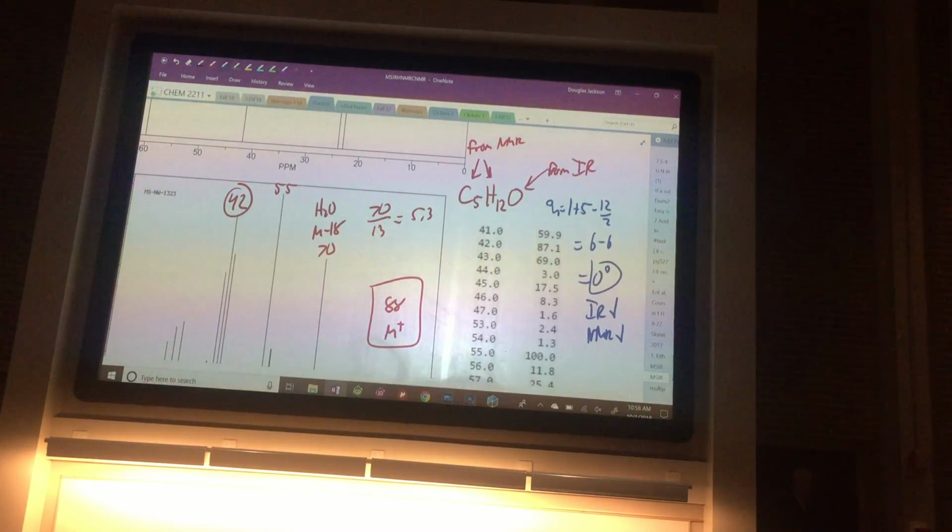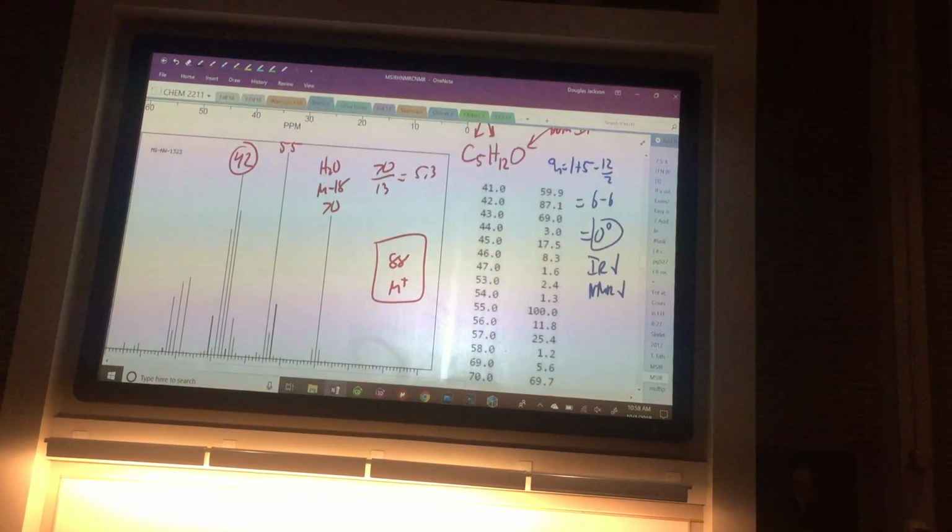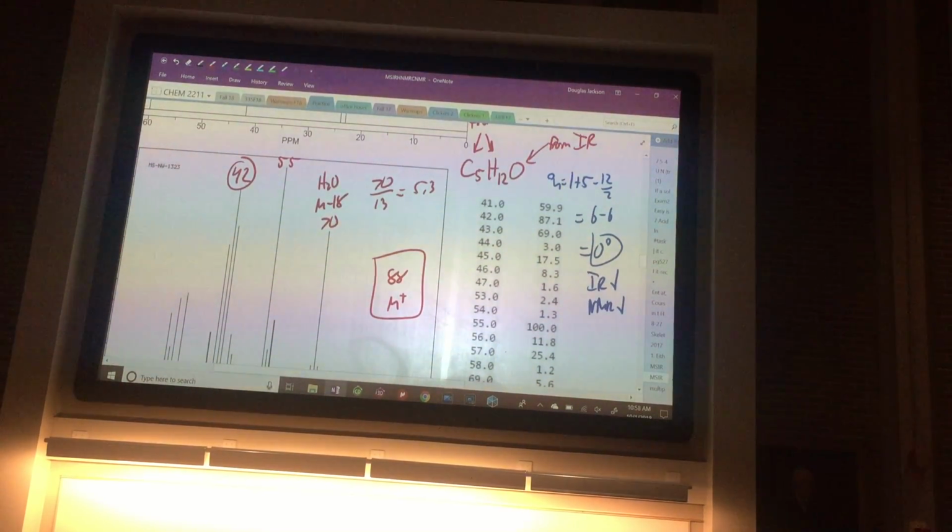I don't see any evidence of a double bond because of chemical shift, and I don't see any evidence in the IR of either of those things. So there should have been a peak at 88, the whole molecular ion. We did it in reverse order by using the NMR to help us.